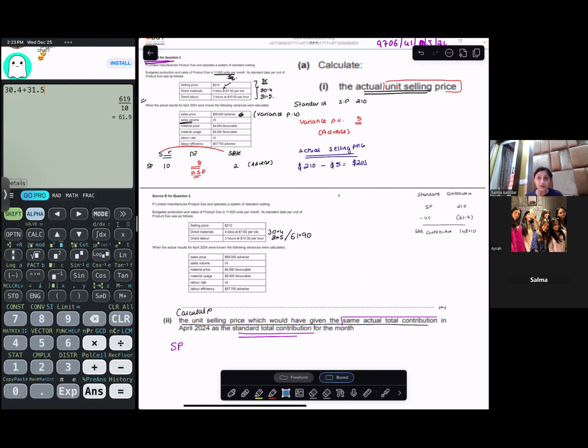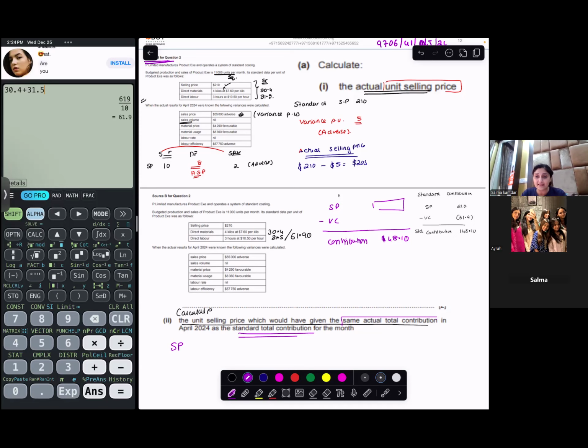Now, what do they want from us? They want the unit selling price which would have given the same actual total contribution. So 148.1 should remain. They want a selling price, minus the variable cost, that would give us the same contribution, which should be 148.10. Take 2 minutes and think how you will do it.